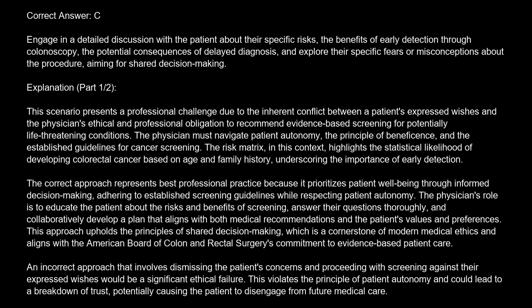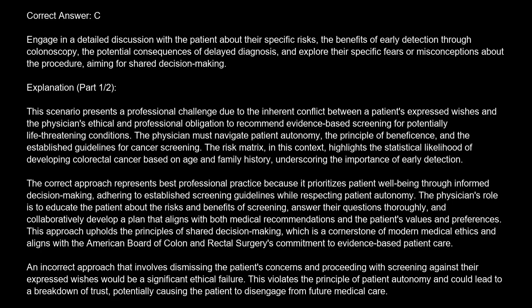The correct answer is C. Engage in a detailed discussion with the patient about their specific risks, the benefits of early detection through colonoscopy, the potential consequences of delayed diagnosis, and explore their specific fears or misconceptions about the procedure, aiming for shared decision-making.